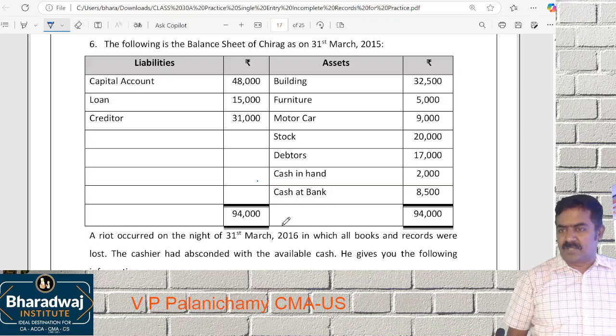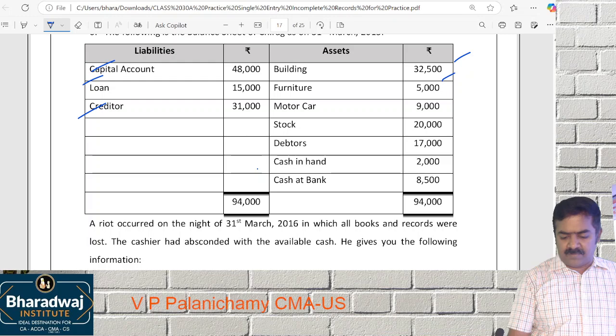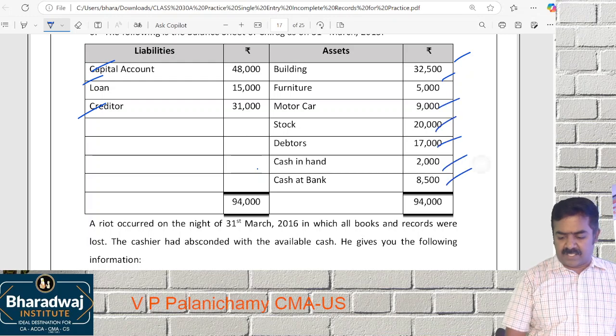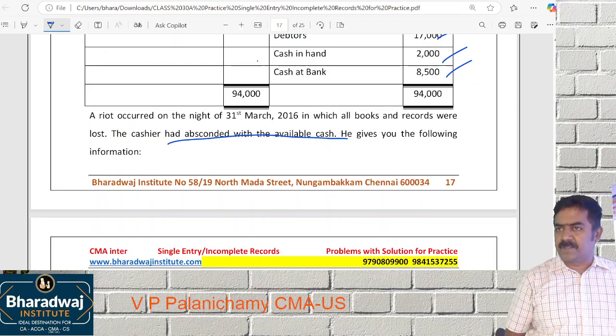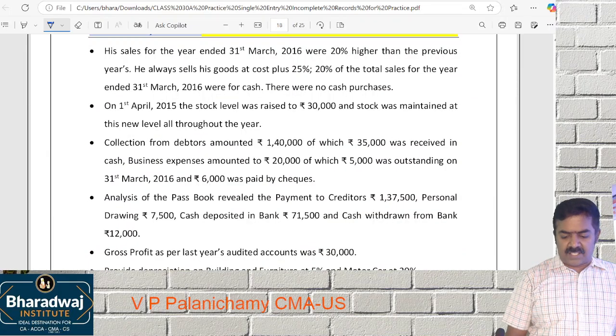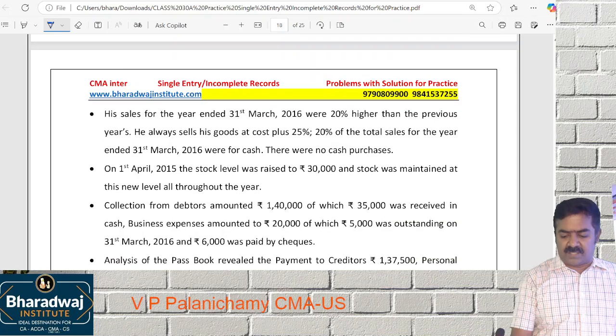Nothing out for the 6th question. Capital account, loan, creditor, building, furniture, motor car, stock, debtors, cash in hand, cash at bank. Cashier has absconded with available cash. His sales for the last year was 20% higher than that of which year? Previous year. Cost plus 25%.